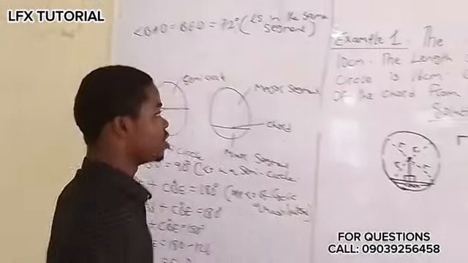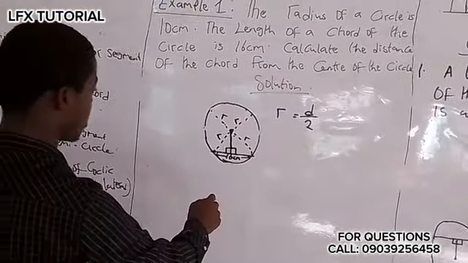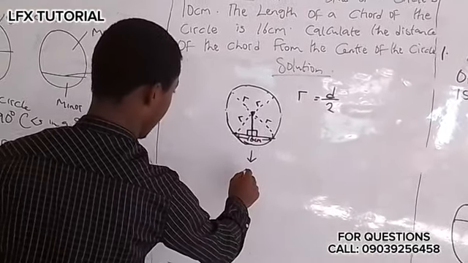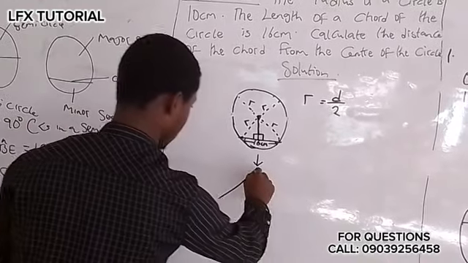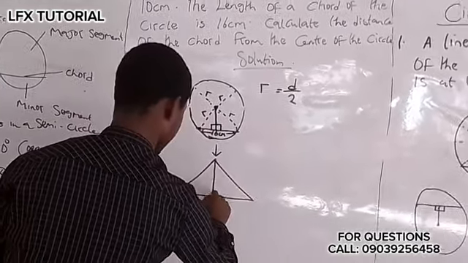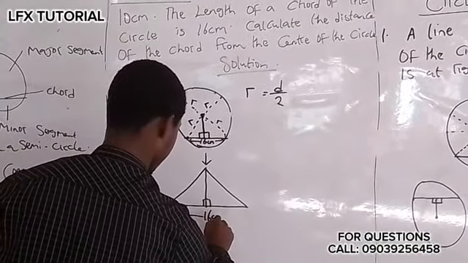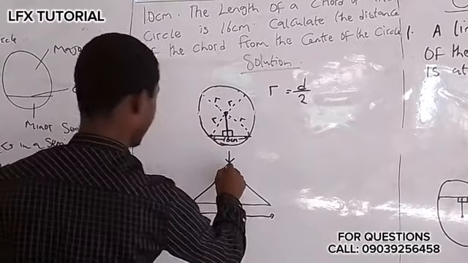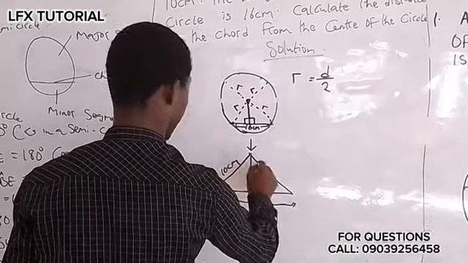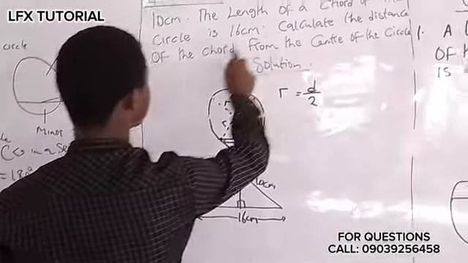So let's continue. The question says the radius of a circle is 10 centimeters. So I can move and then show you what is really happening inside the circle. What we have is something like this. So we have, it is at right angle to each other, 90. You see from here to here is what? 16 centimeters. And then from here to here is our radius, which is what? 10 centimeters. And then this is another radius, from here to here is what? 10 centimeters.